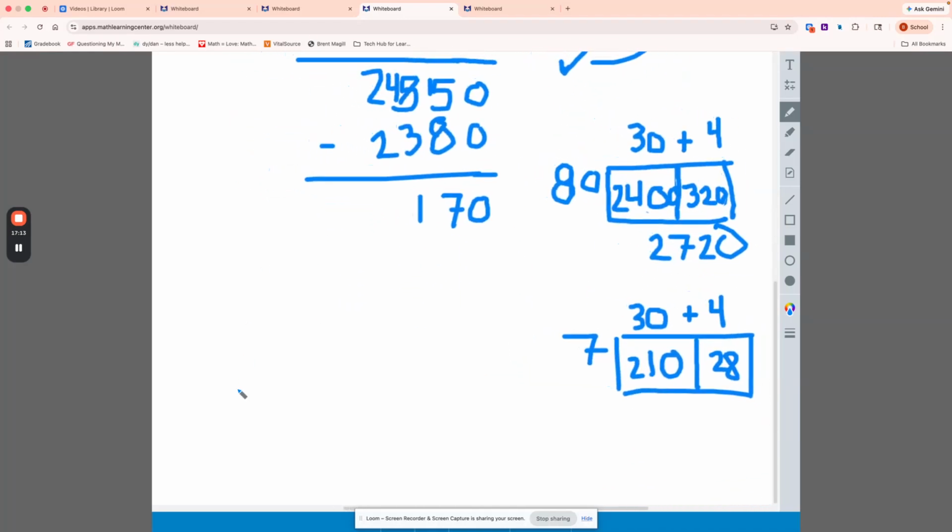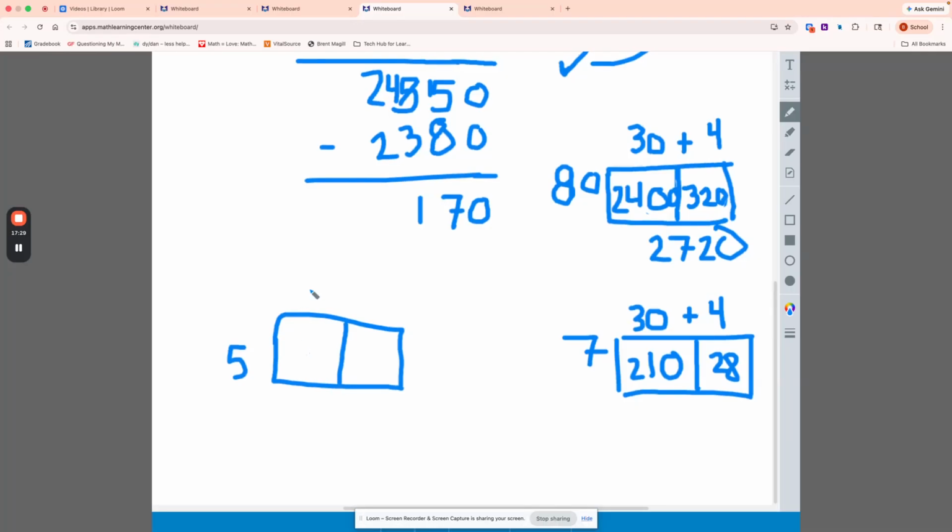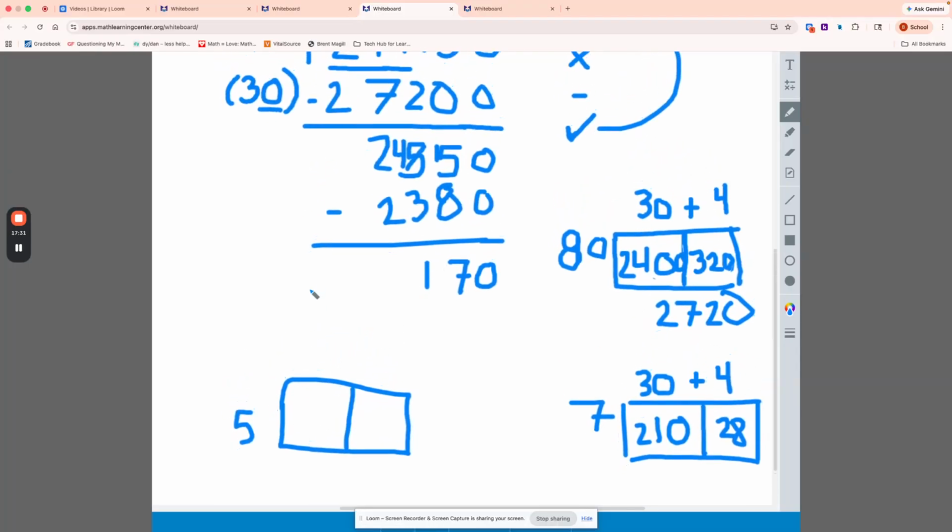Again, I will do some work down below. 5, running out of space. This program that is web-based is great. This online whiteboard, it's made by the mathlearningcenter.org. It's completely free, but it only gives us limited space. So 5 times 30 plus 4. Okay.